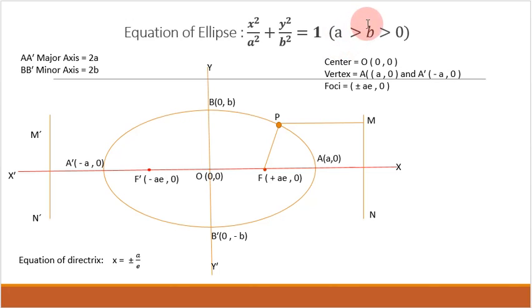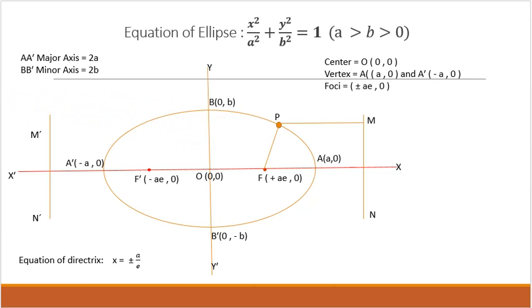When a is greater than b greater than 0, the equation is the same, only the difference is the major axis and minor axis. Now look at it: the center is 0, 0, vertex is a comma 0 and minus a comma 0, and the foci are plus minus a comma 0. There are two foci: one is F, plus a comma 0, and another is F prime, minus a comma 0. In ellipse, the value of eccentricity E is less than 1.